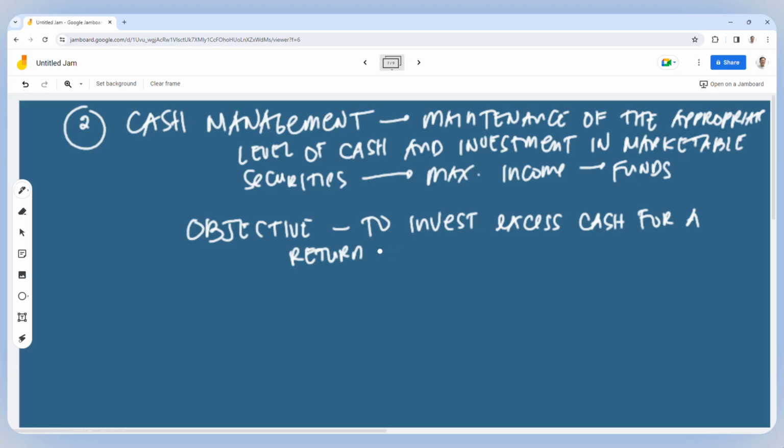Okay? While retaining sufficient liquidity, no? The word here is that to satisfy the liquidity, no? Okay? Of course, very important here is the future needs.